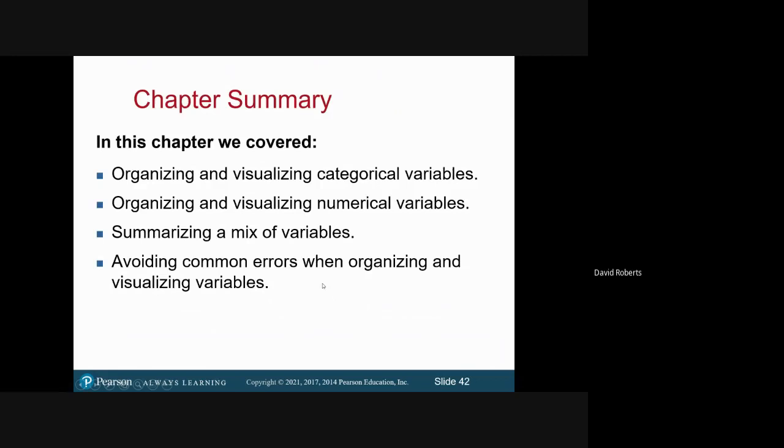All right. So this is just a summary of what we've covered. I'm not going to spend a lot of time on this. The summary of the types of mix of variables, how to visualize them, etc. So I hope you enjoyed that. And that's the end of the chapter.